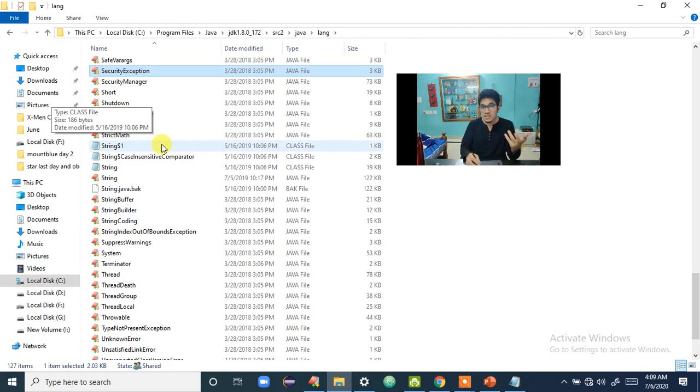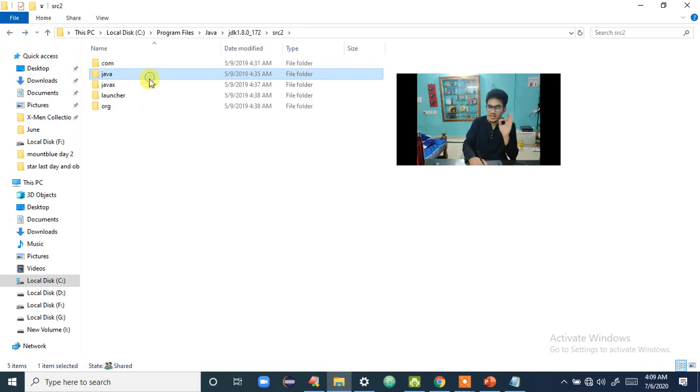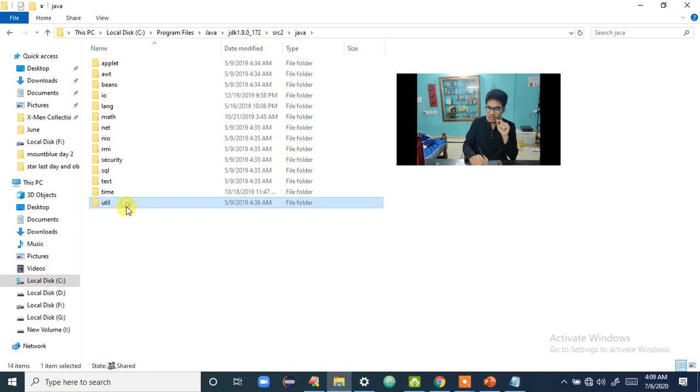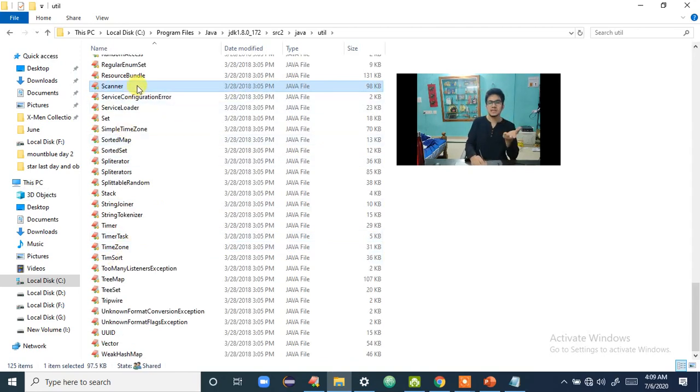Then there are some classes which you have to import. For example, the Scanner class. Is the Scanner class present in the lang package? No. Then where is it present? It is present in java.util. Inside the util package there is Scanner. If I press S here, can you see Scanner? Yes. So whatever classes are present other than in the lang package, you have to import them. I hope you have understood what is import and how to import.